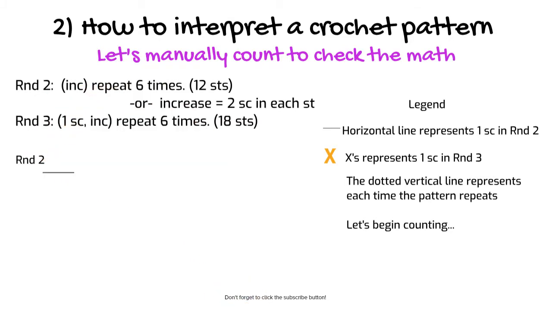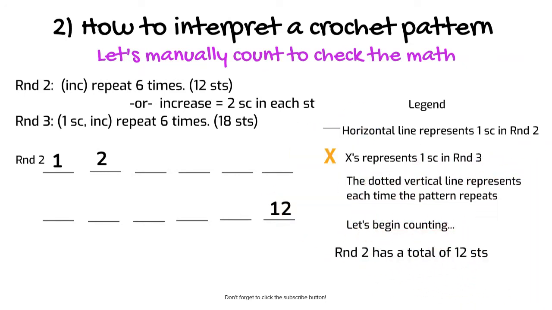1, 2, 3, 4, 5, 6, 7, 8, 9, 10, 11, and 12. So for round 2, there's a total of 12 stitches.